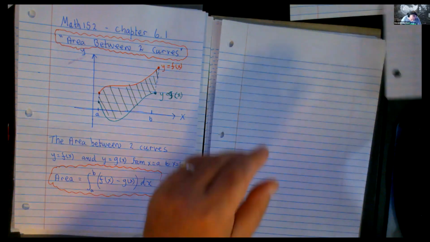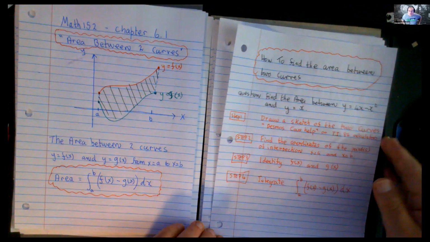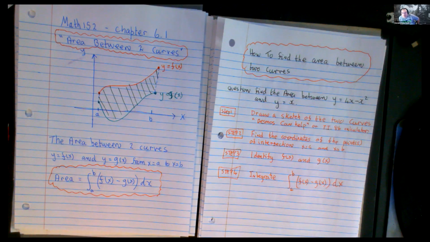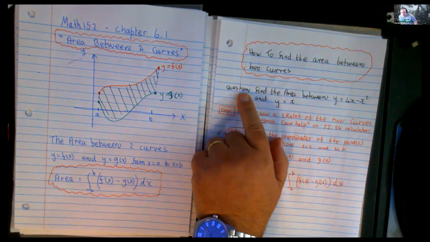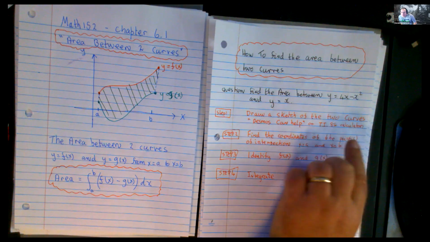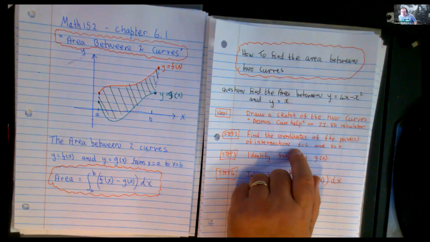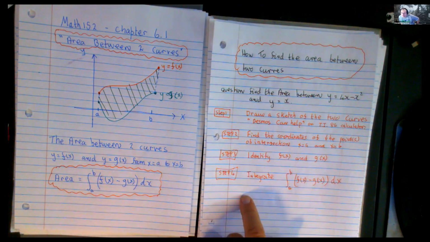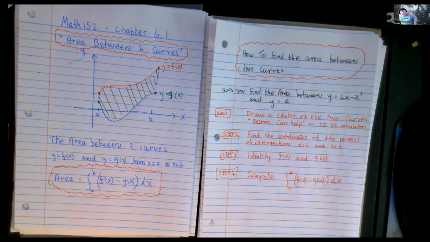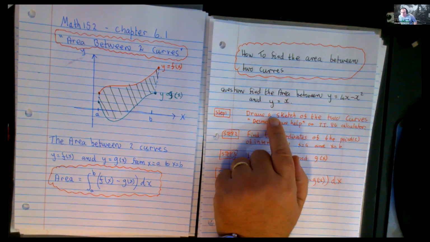So I have set up a little hit list of how we're going to approach this. So how to find the area between two curves. So here's my question to do it to. Let's suppose we're being asked to find the area between this quadratic curve and this straight line. Essentially, you can break the question into 4 major steps. Step 1 is pretty much draw the two curves on the same diagram.